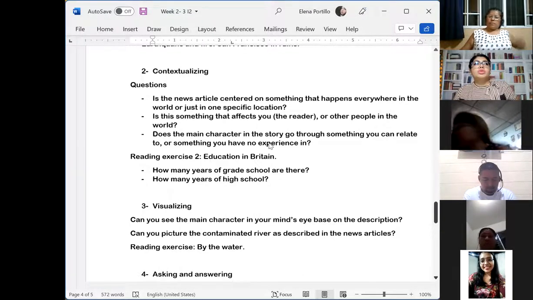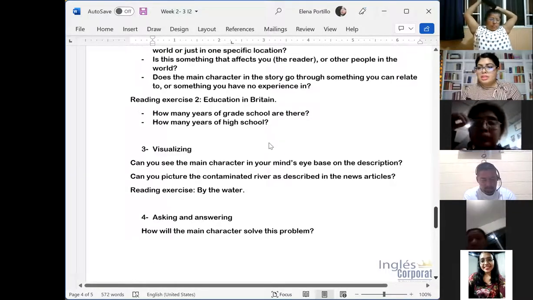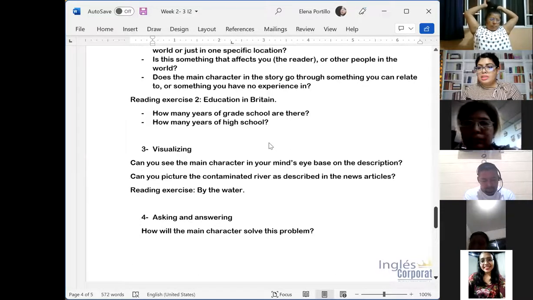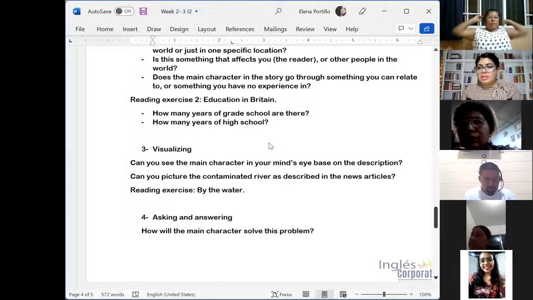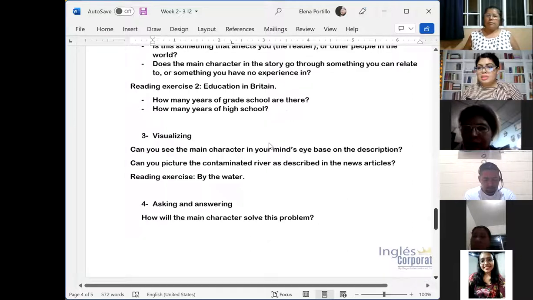Then we have asking and answering, that is the number 4. In this case is to make questions about the story or the things that are happening in that moment. And it helps us to recollect more information about the things that we are reading.